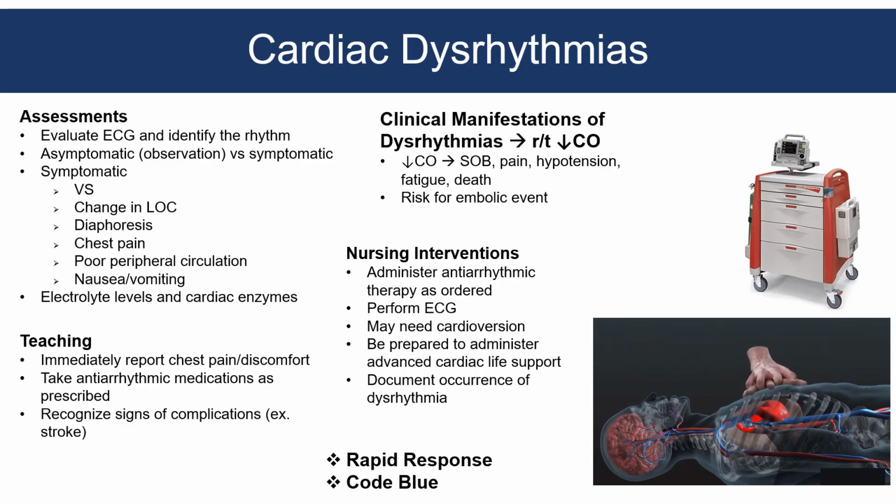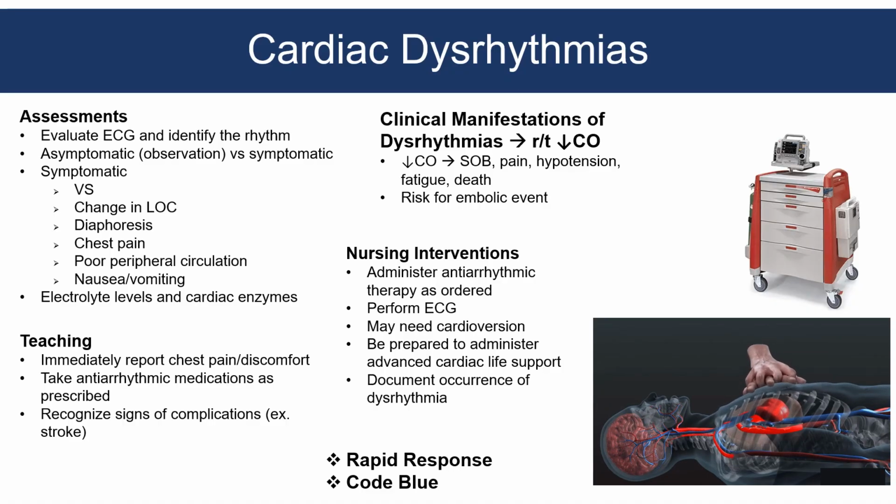So to wrap this up, cardiac dysrhythmias overall, generally speaking, we need to evaluate that ECG and identify the rhythm. If you have a 5-lead, which is what we use for continuous cardiac monitoring on the floor, you'll need to get an EKG. You need a 12-lead EKG because that is more specific. It really identifies exactly where it is located on the heart.